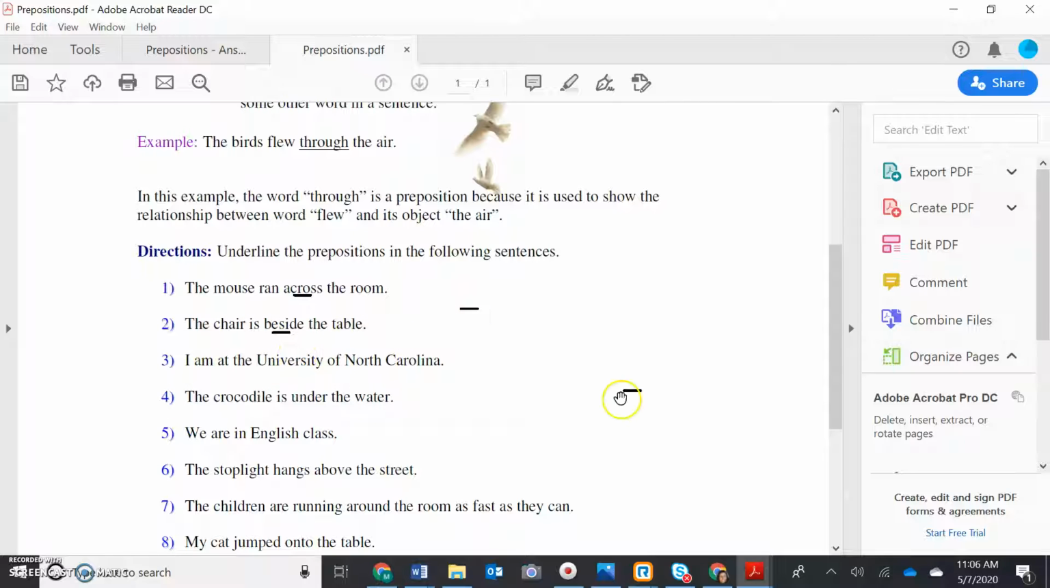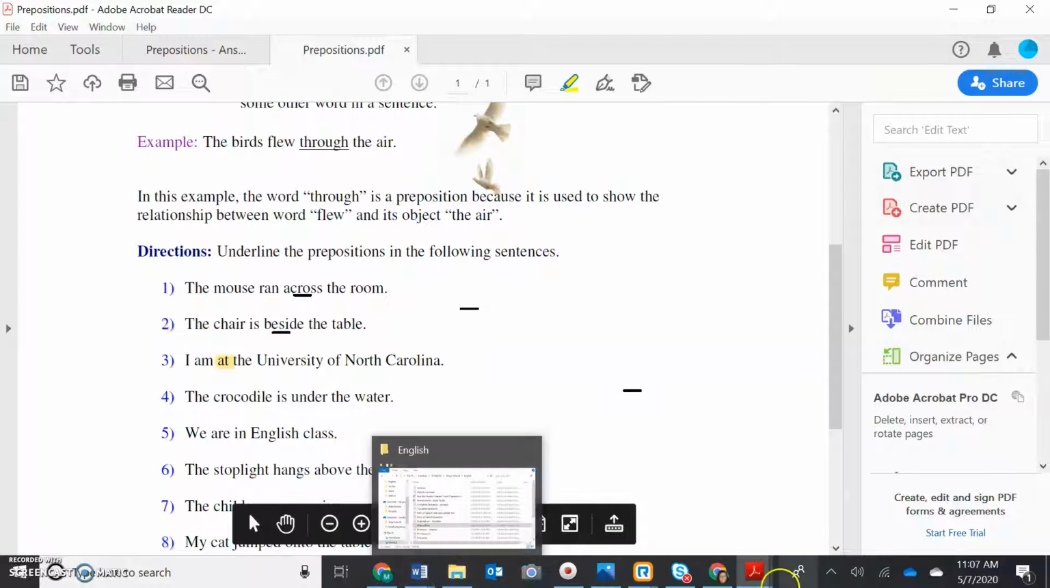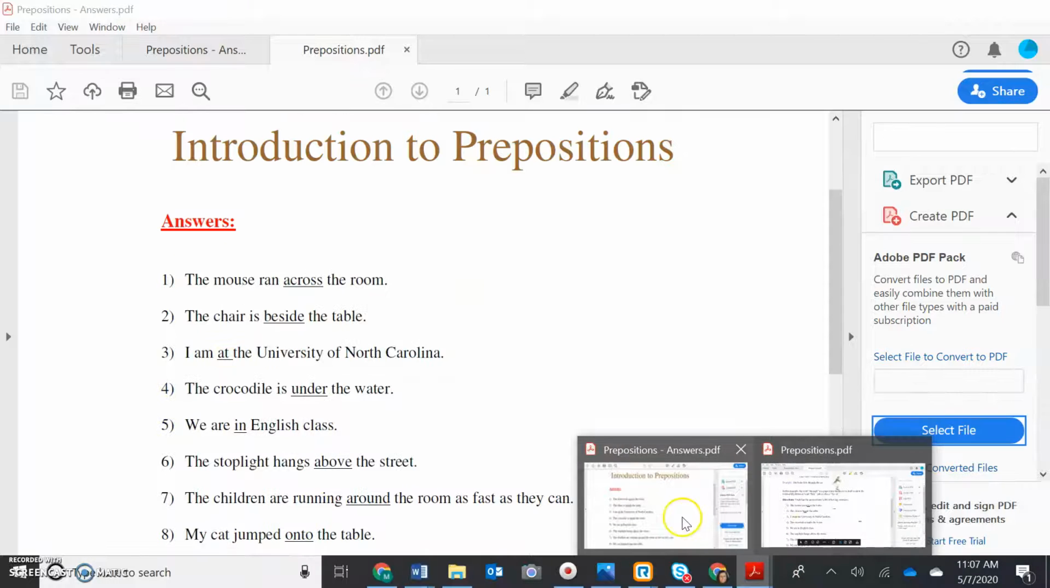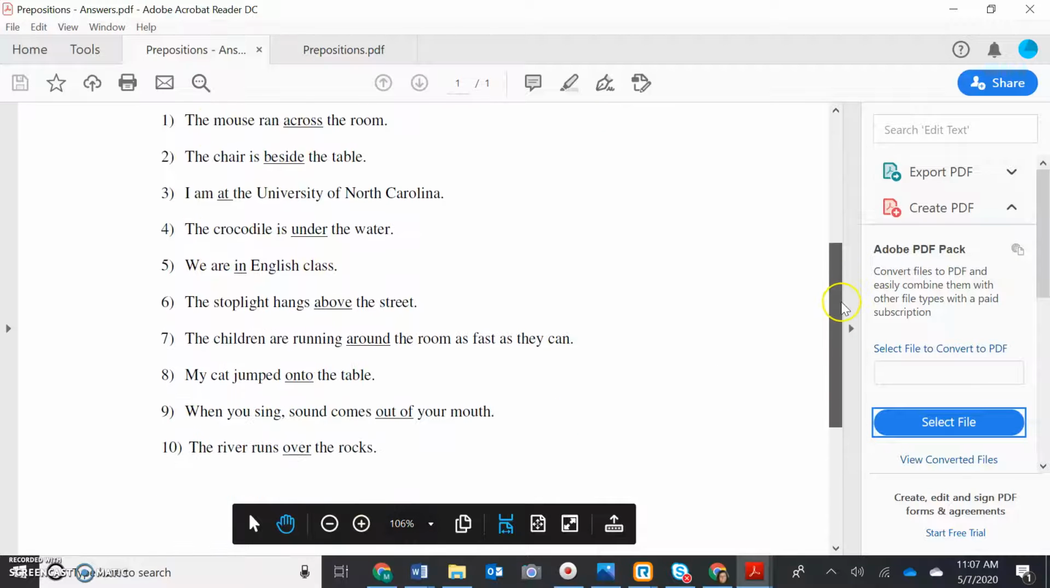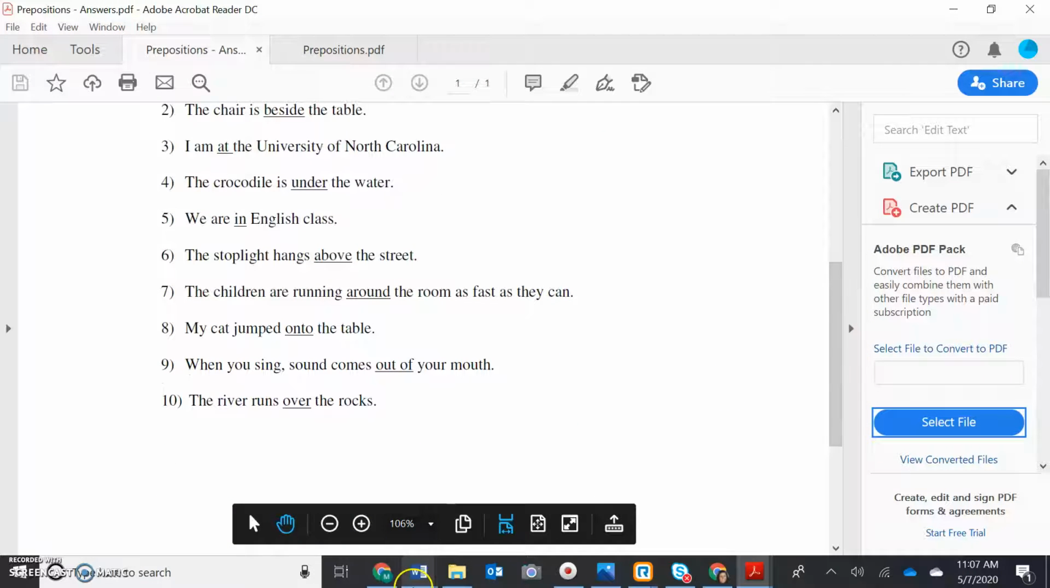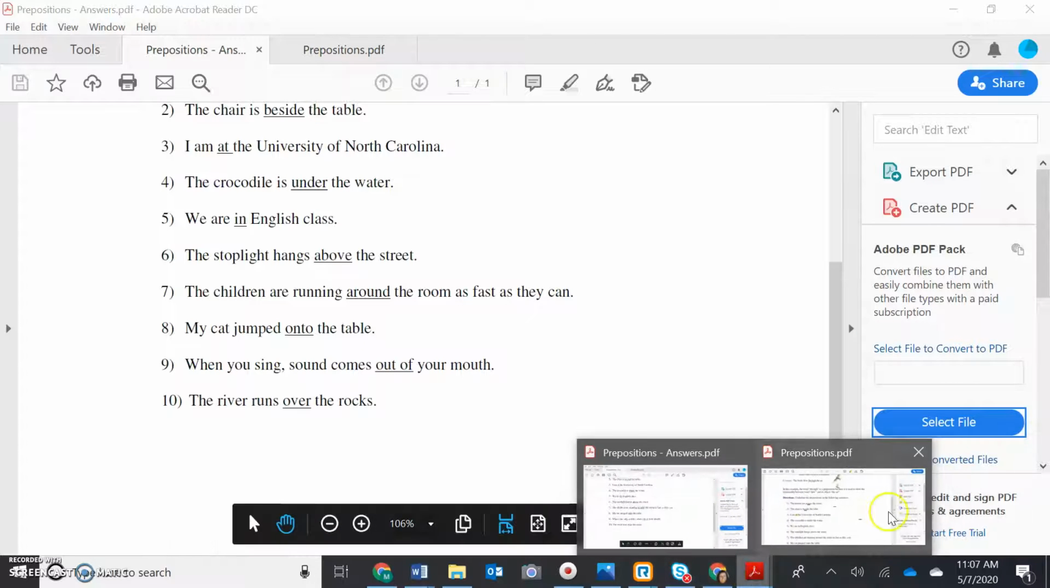Okay. Anyway, I am at the university. Where am I? I am at. Now let me just check my answer key and make sure that I have that one right, because I wonder if I made a mistake. Across, beside, at, under, in, above, around, onto, out of, and over. Okay. I just really wanted to double check on that.